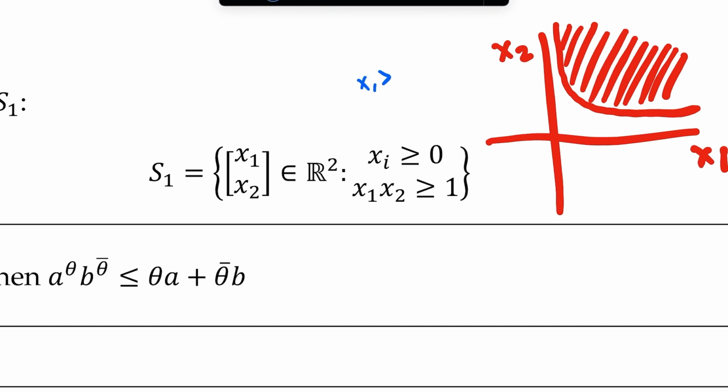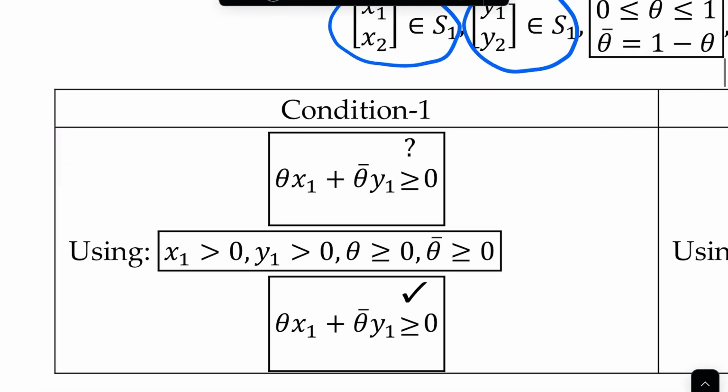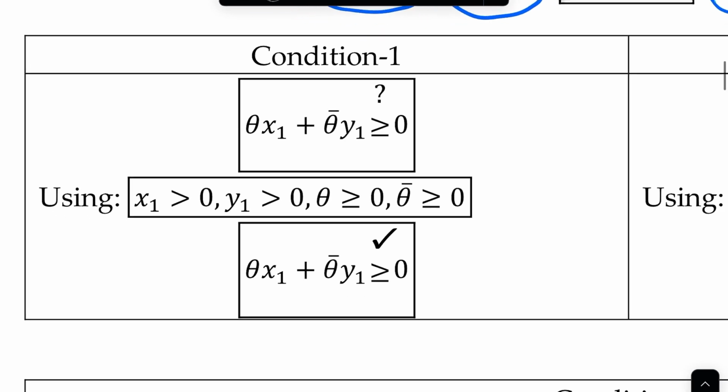Or I think I'm gonna write something like this. So this is condition 1, this is condition 2, and what's that? This is that one, this specifically, this is condition 3, right? So we will prove 3 conditions.